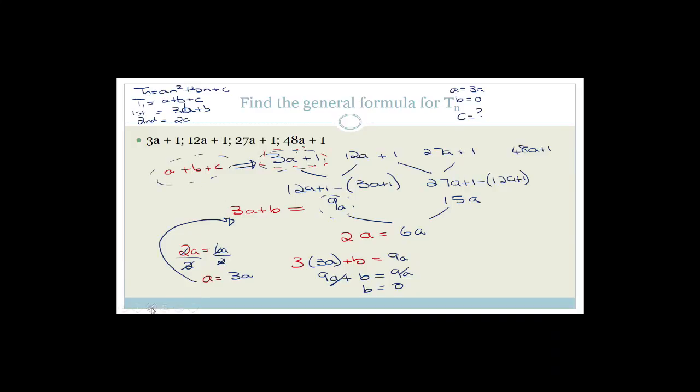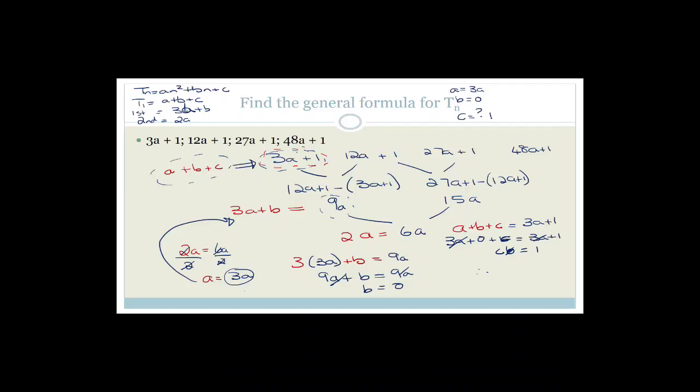So we're saying that a plus b plus c is equal to 3a plus 1. So now, sorry, a, remember, is 3a plus 0 plus c is equal to 3a plus 1. These cancel, and then c is equal to 1. Sorry, that is 0 and that's supposed to be a c. So c is equal to 1.